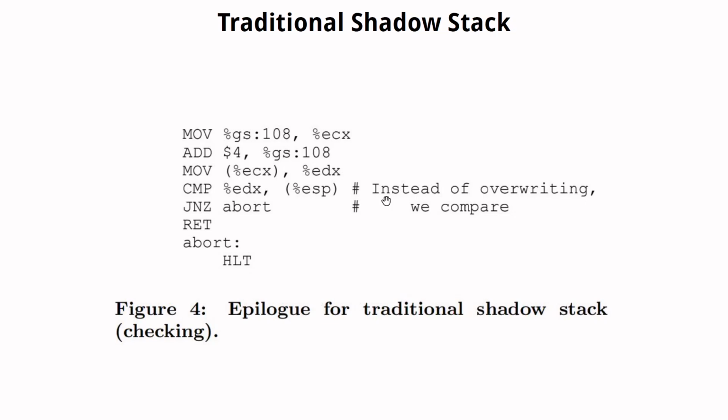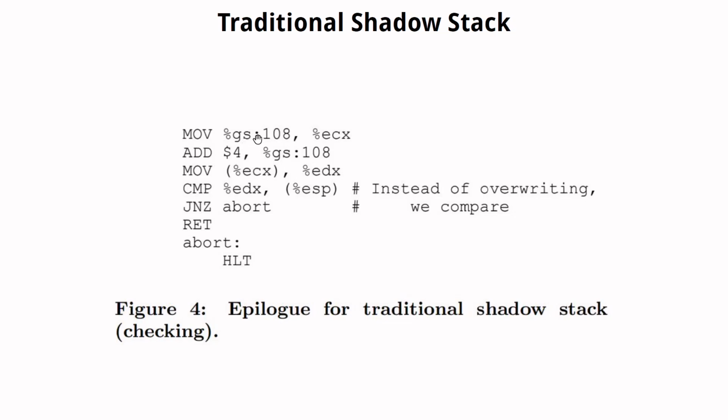Here is another approach. Instead of overwrite, we can check the value, compare the values in the main stack and the Shadow Stack, and if they are not the same, we halt the CPU here in this case.